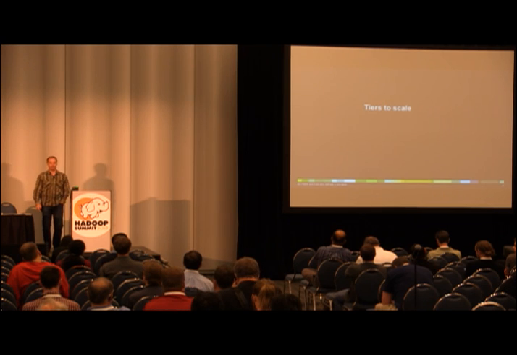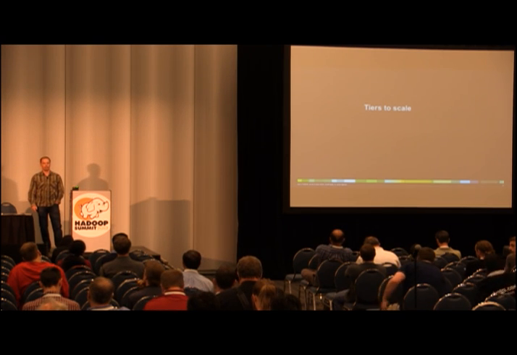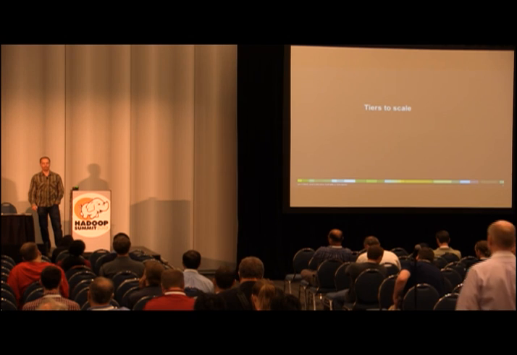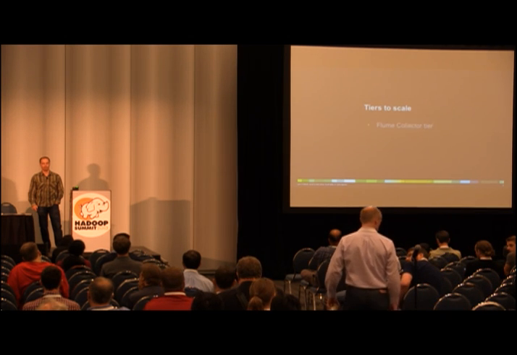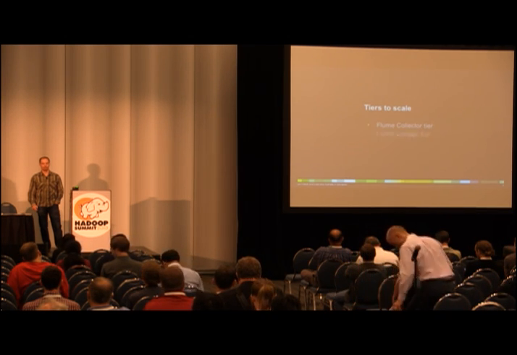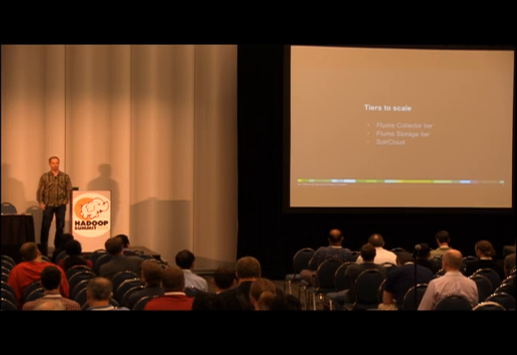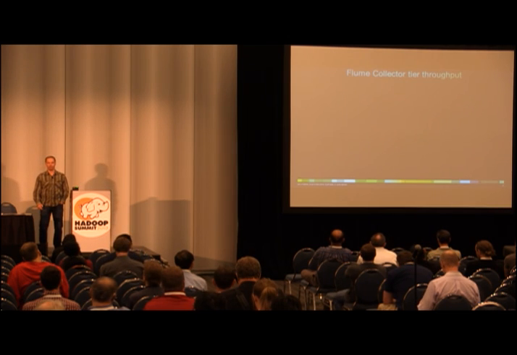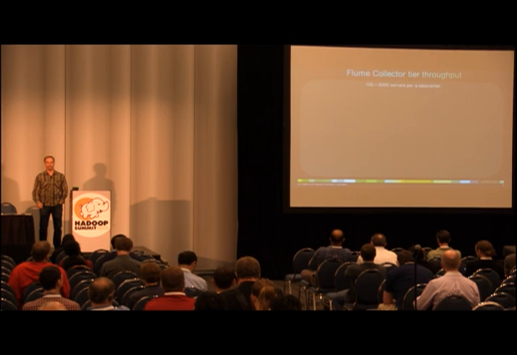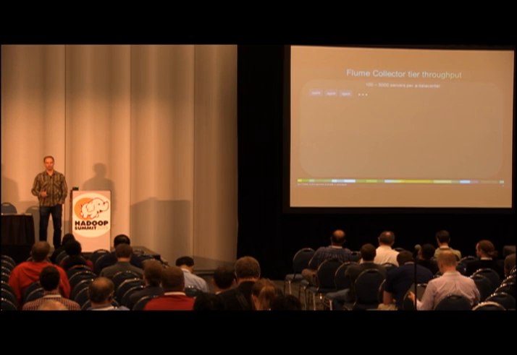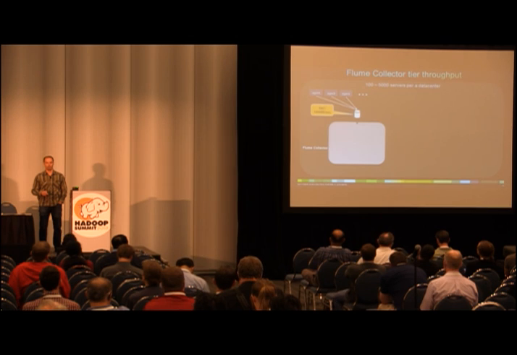So the next section is about scalability. There are three tiers to scale: the collector tier, the storage tier, and the Solr Cloud. First, the collector tier throughput. This blob here represents a single data center where we have from 100 to thousands of servers. We have some agents generating logs going to this, which represents a single Flume server.